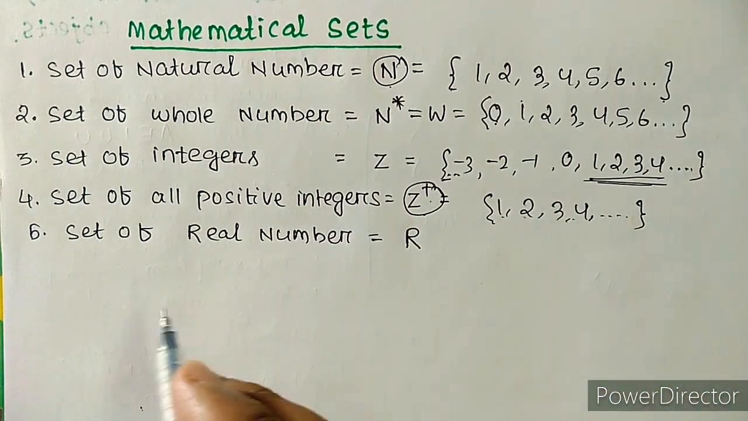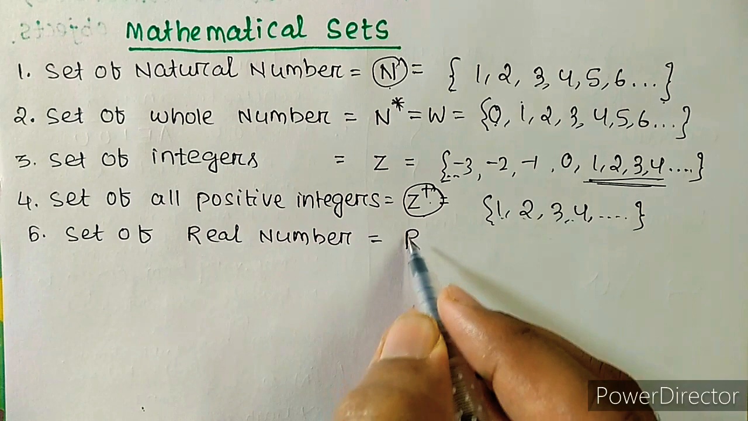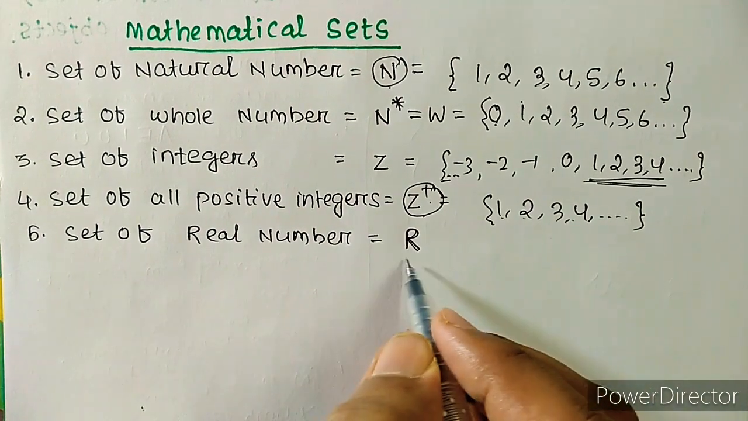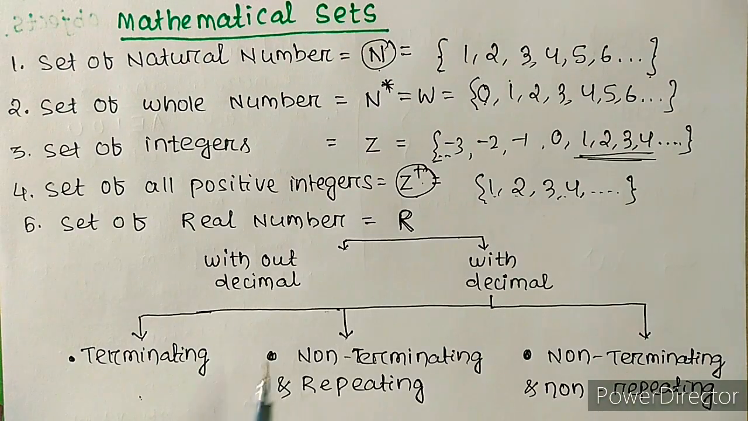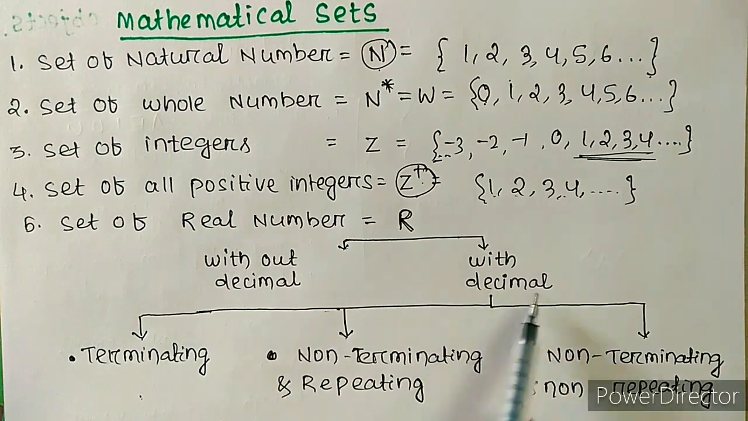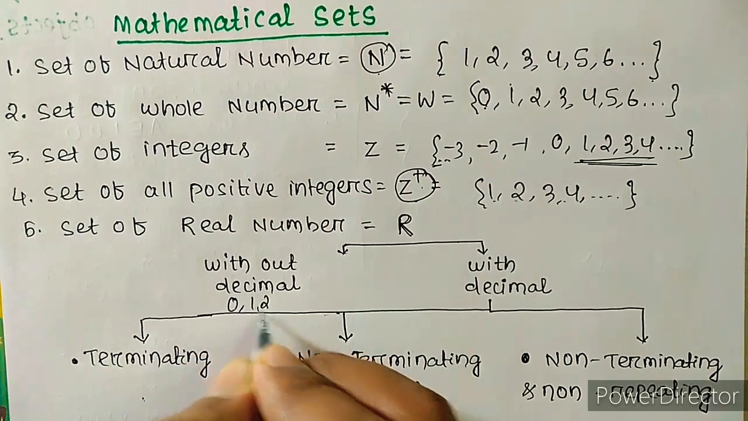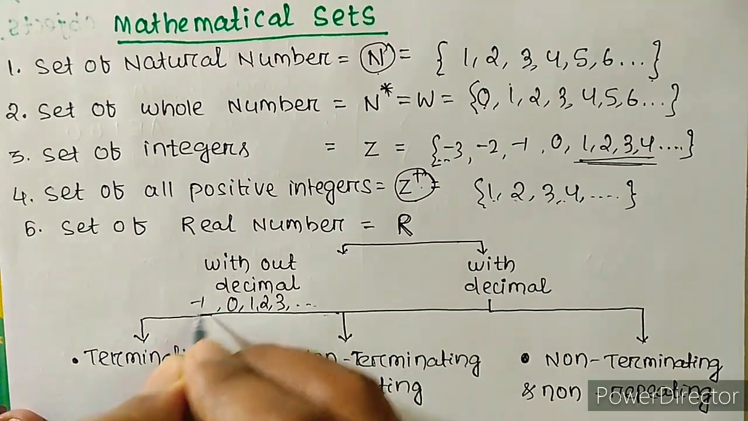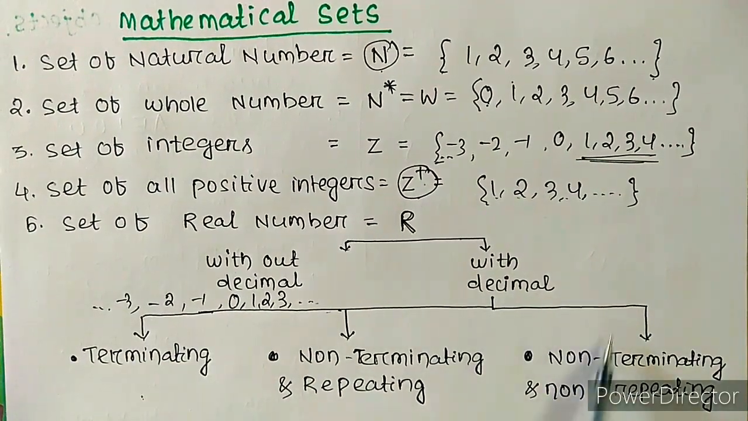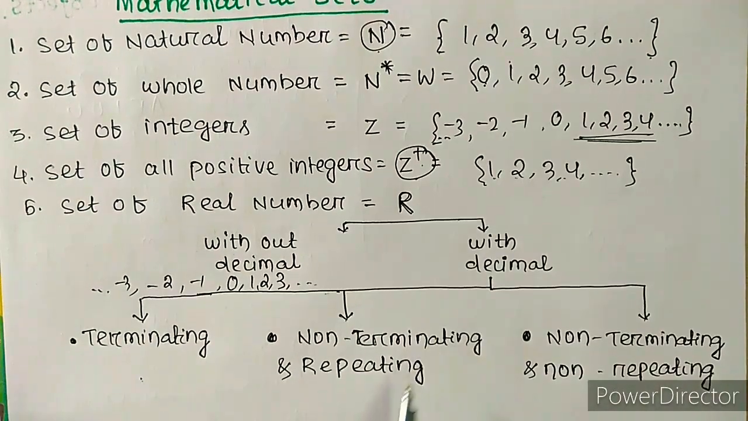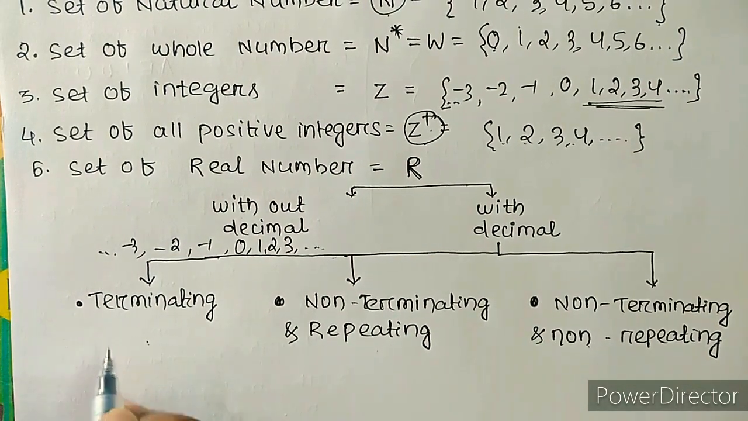And the next, the fifth one, is the set of the real numbers, and we have given the representation of the set as R. So this real number set R, we can divide it into two parts: without decimal and with decimal. Without decimals, it includes 0, 1, 2, 3 and so on, like -1, -2, -3 and so on. And with decimal, it is again divided into three parts: terminating, non-terminating and repeating, and non-terminating and non-repeating.